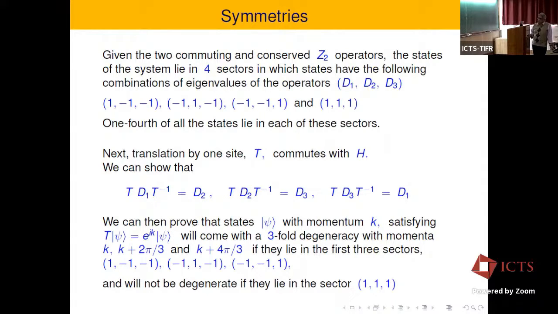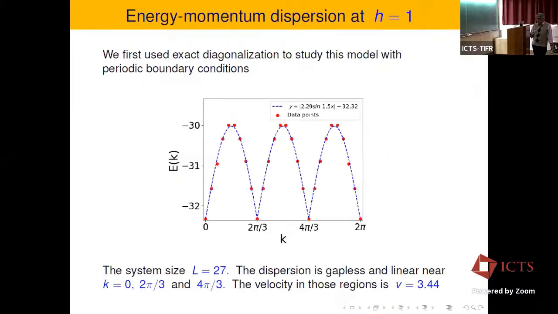Whereas if there's a state lying in the first sector, 1, 1, 1, all the D's are 1, there's no degeneracy. There's no particular reason for them to have a degeneracy with any other state. They remain invariant under translations and these D's.